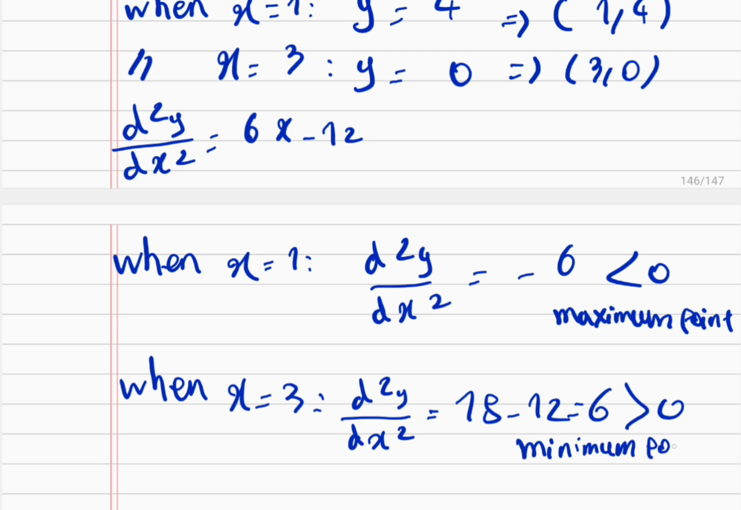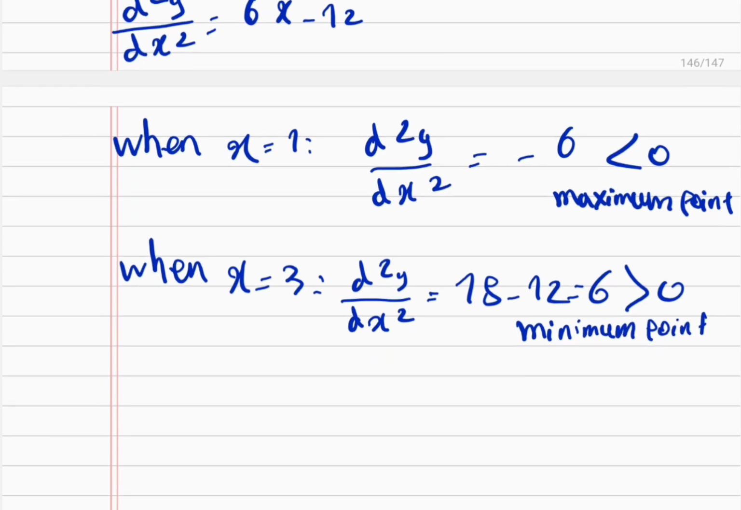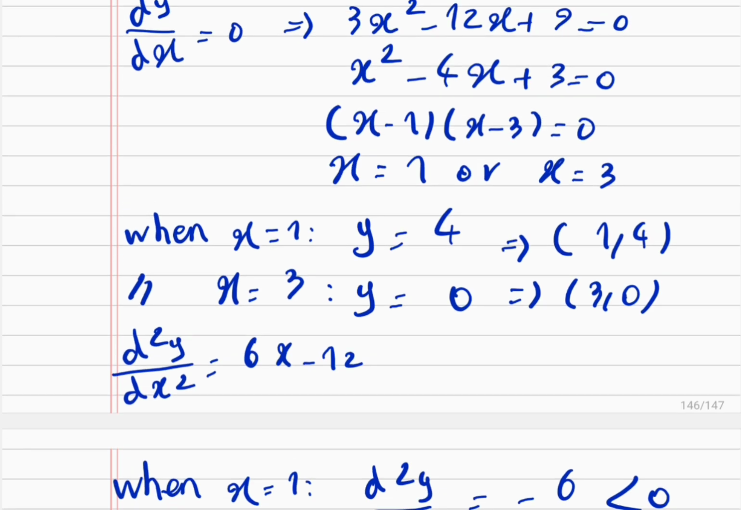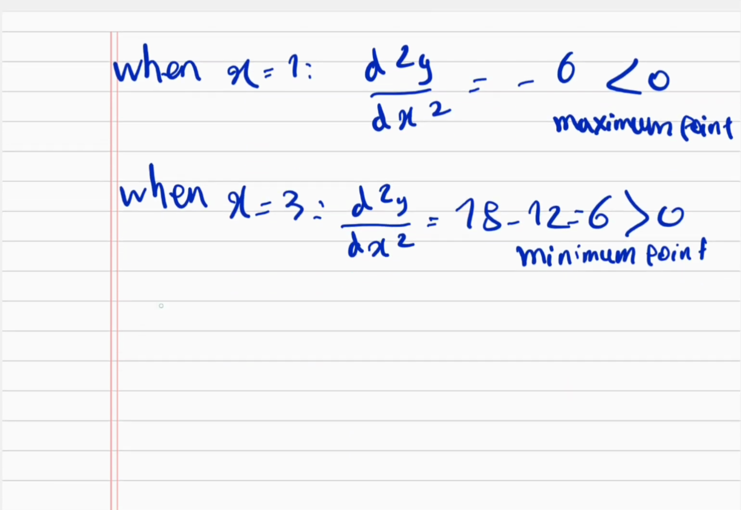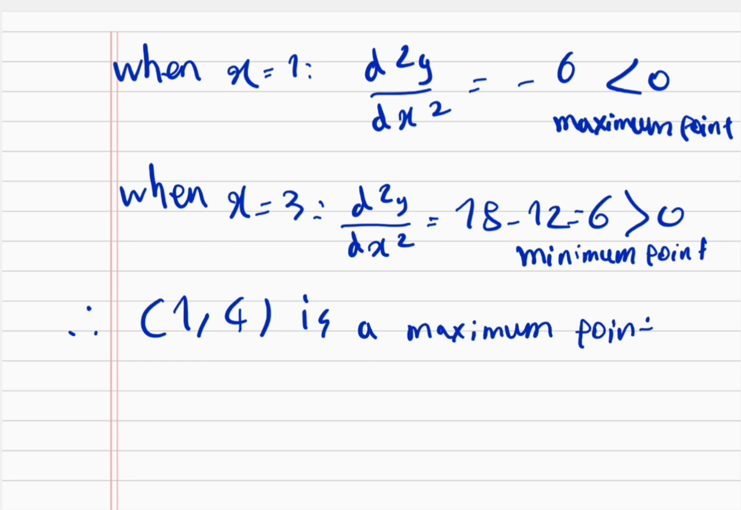So since the question is about the maximum point, the answer is simply the first stationary point, basically. The point (1, 4) is a maximum point. And that's the answer to this question.